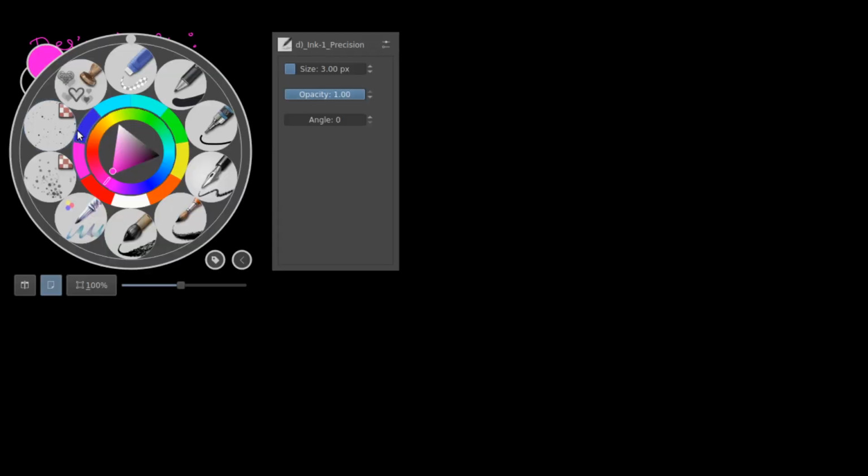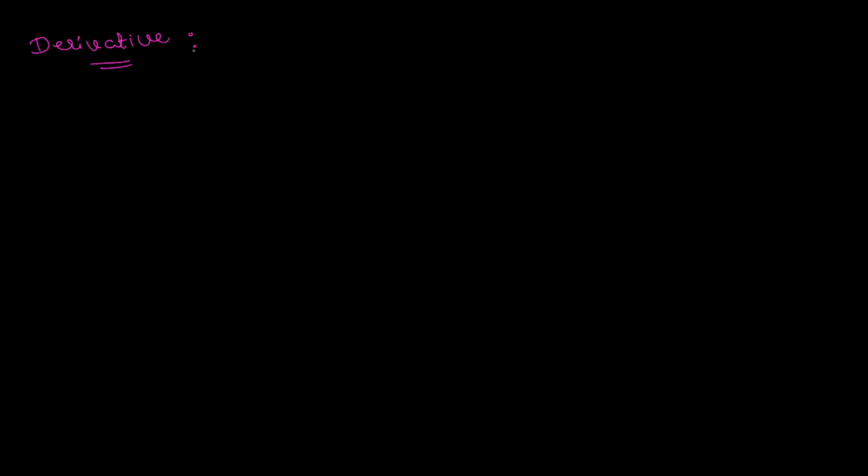So derivative, actually we use a symbol. If f of x is the actual function of x, then for derivative we use this symbol, we use a little f dash of x. This means that you are finding the derivative of that particular function.